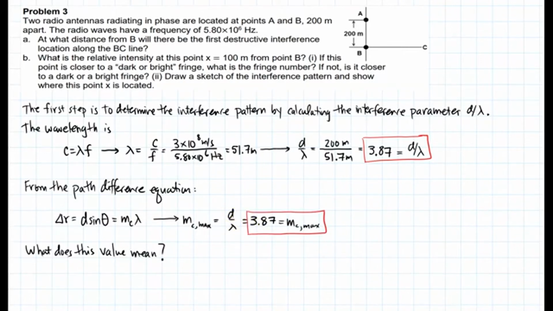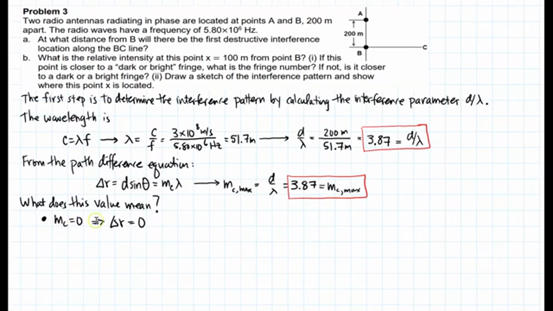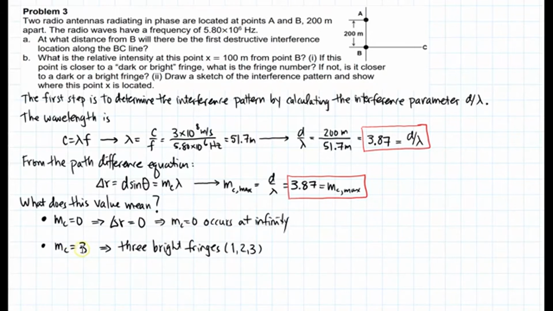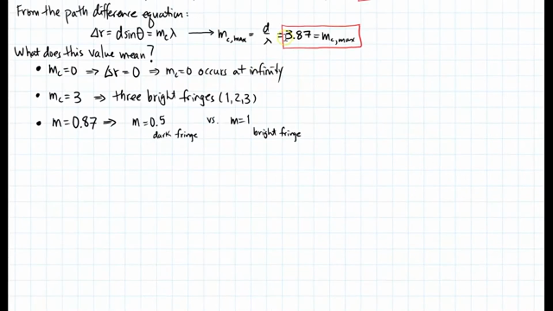What does this value mean? m_c equals 0 implies that the path difference must be 0. The only way this could be true is if you're at infinity. If m_c is equal to 3, that means that there are 3 bright fringes: m_c 1, m_c 2, m_c 3. But when I look at 3.87, this m value of 0.87, I know that m equal to a half integer is related to a dark fringe, where any whole integer is a bright fringe.